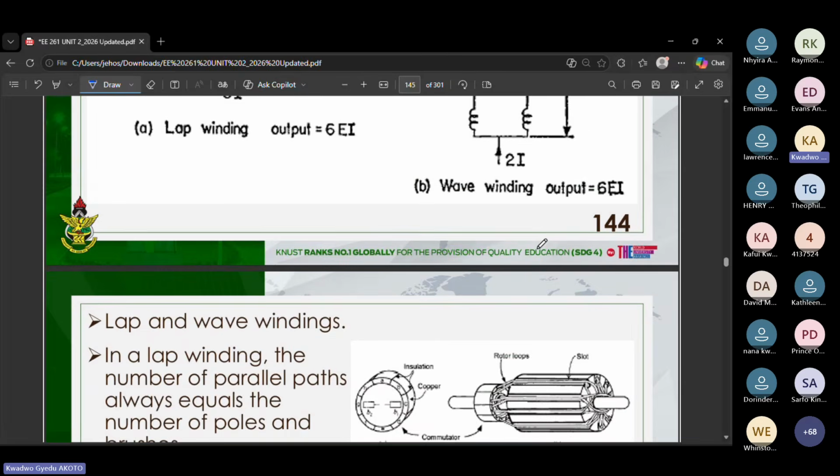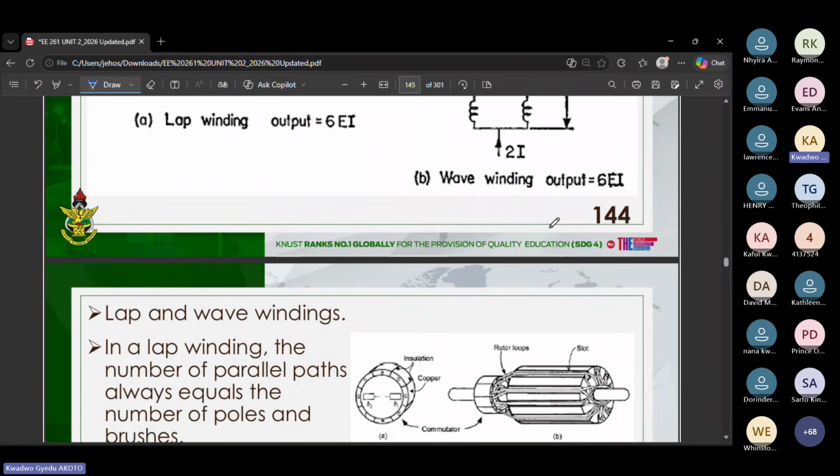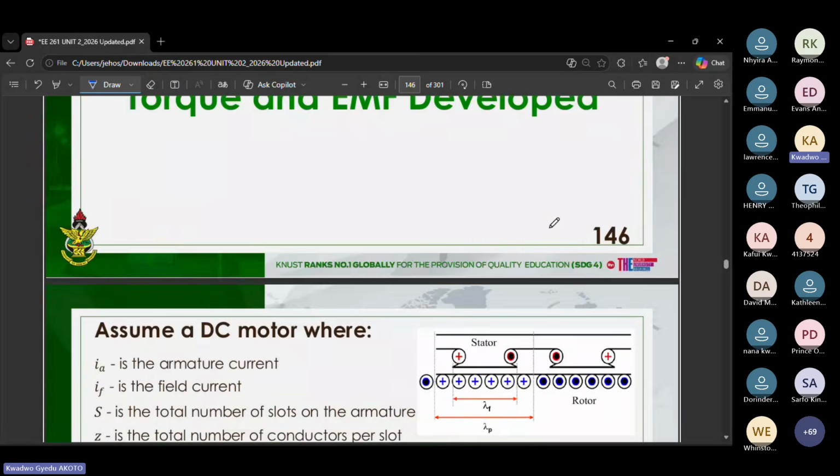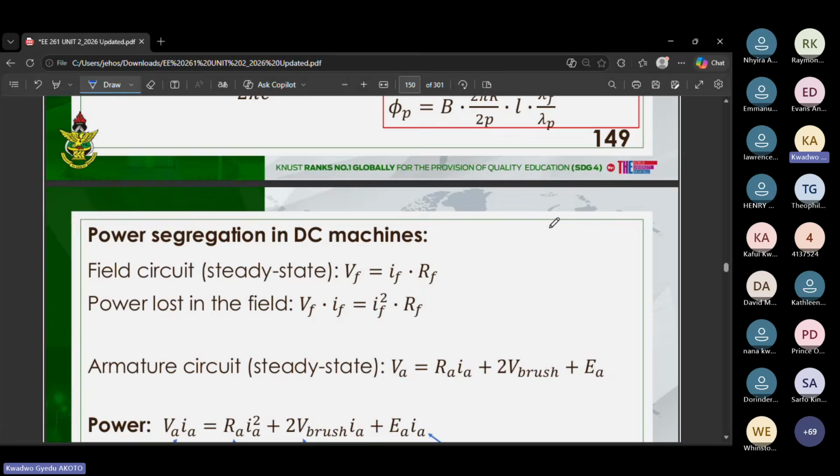So for the same power of 6EI, a simple wave winding will have a greater voltage, whereas a simple lap winding will have a greater current. Okay, so I just wanted to explain that quickly.